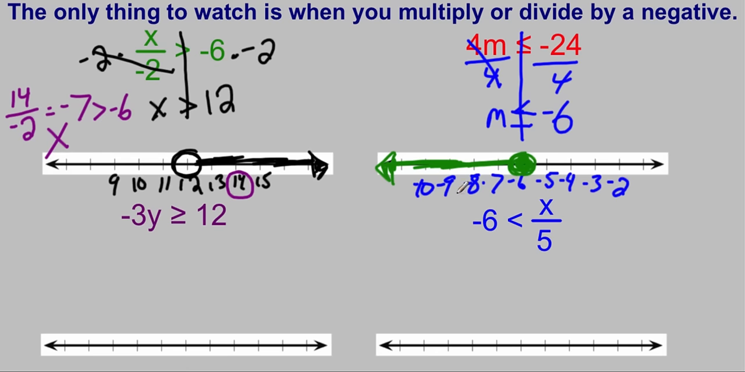Over here, which one do you want to check? Negative 8, please. Negative 8. 4 times a negative 8 is a negative 32. Is negative 32 less than or equal to negative 24? It is. The bigger negatives are smaller.